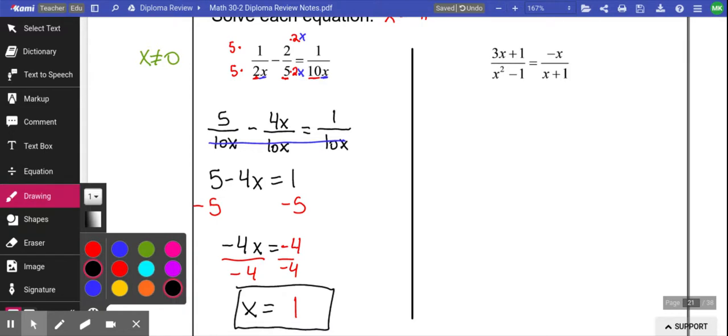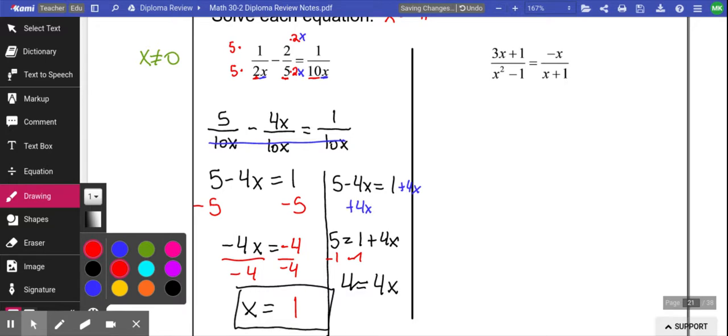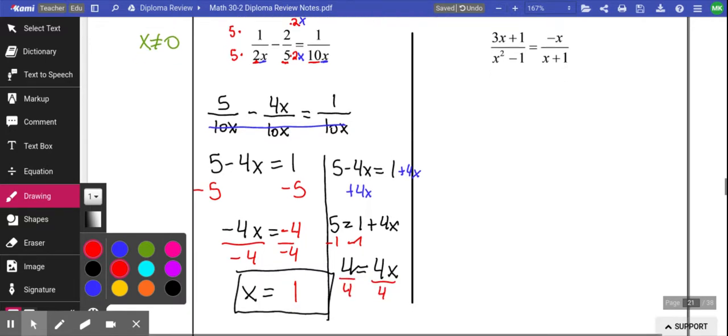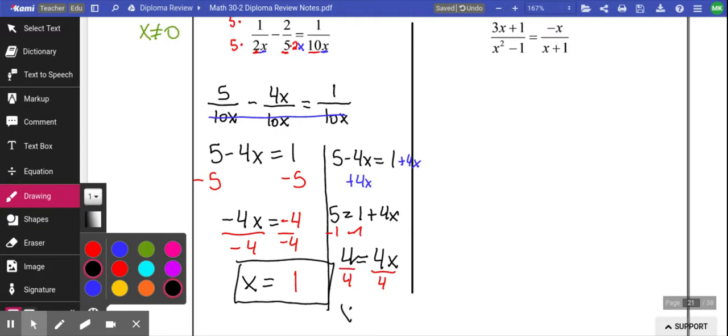Okay, and like you said, you could solve that a different way. To solve it the way that Will said, you could move the x's to the other side. So you could add 4x, and that would give you 5 equals 1 plus 4x. Then you could move the 1 over, subtract 1 from both sides, to say 4 equals 4x. And then you could divide by 4. But you always will get the same answer of x equals 1.